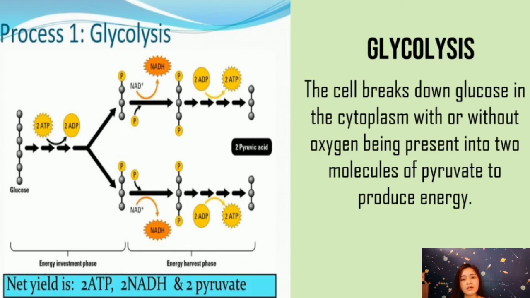Process 1. Glycolysis. In glycolysis, the cell breaks down glucose in the cytoplasm, with or without oxygen being present, into two molecules of pyruvate to produce energy.